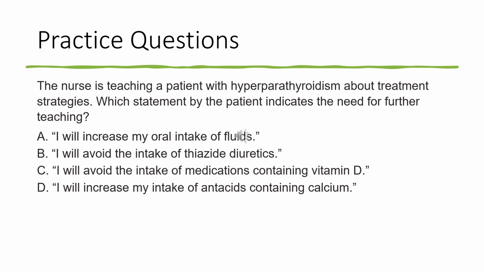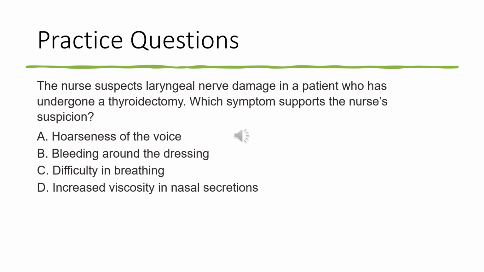So the correct answer is D, as in dog. I will increase my intake of antacids containing calcium. So a lot of antacids contain calcium, and if they have hyperparathyroidism, which we know makes them have very high levels of calcium in the blood, then if they take more calcium, they're at risk for really aggravating this disorder and making it worse. So your correct answer is D. This question's a little tricky, but I like it.